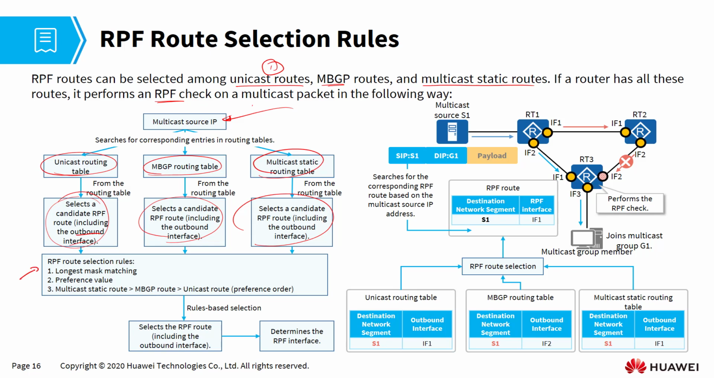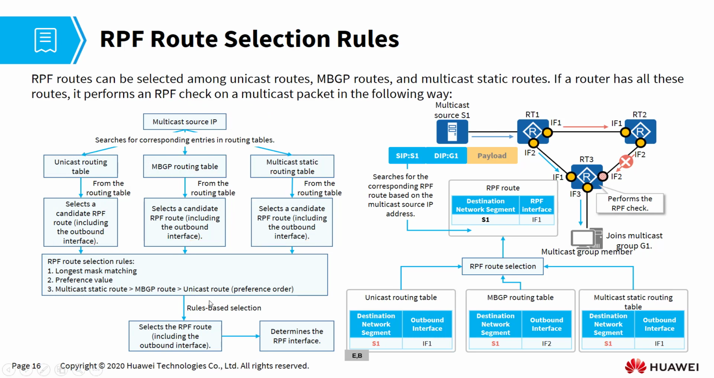We do this for all the different routing tables, and then we start selecting out of all the routes we have just got. We select based on the longest match, like normal route selection. If we have the same length of the subnet mask, then we use the preference value, like other routing protocols. But if the preference value is the same, we do not go to the cost next. We prefer the multicast static route to the multicast BGP route to the unicast route. This is the preference order.